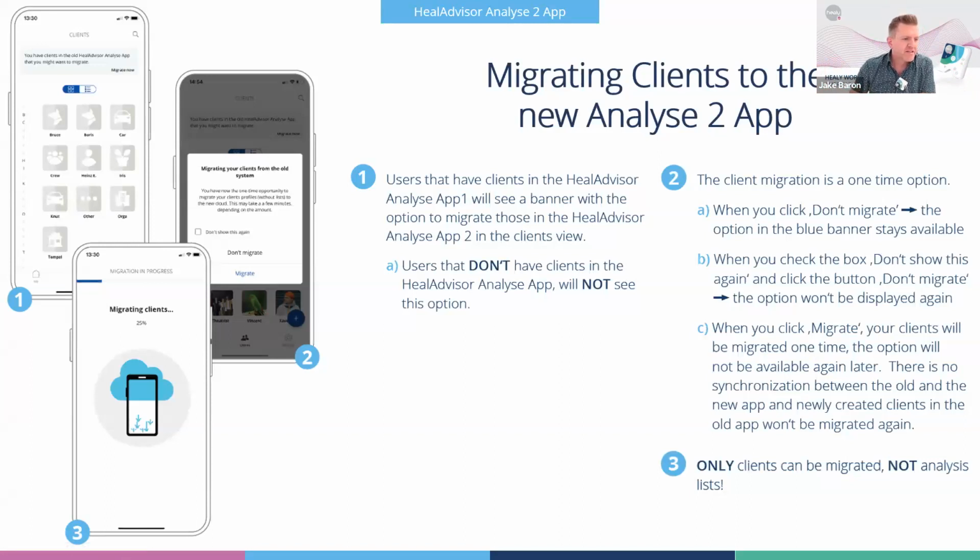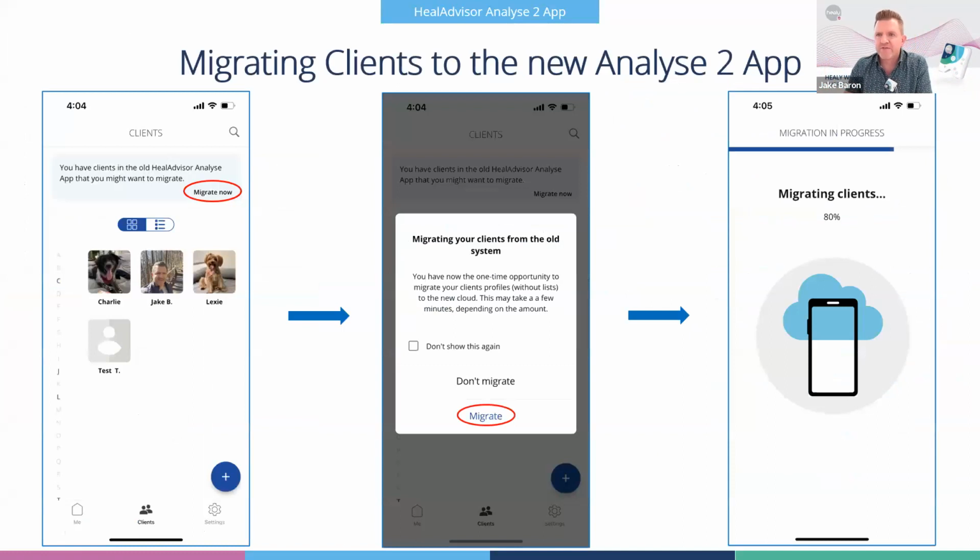Actually, I have one more slide here that shows a slightly different view. I took this from my app a little while ago while we were doing the beta test, but you'll see at the top here, you got the little blue banner, and it asks you if you want to do that. If you click on migrate now, then a screen's going to pop up and ask you if you for sure want to migrate or don't. And then you click migrate, it's just going to take those clients and pull them into the new app here, and it's a pretty quick process. It depends on how many actual clients you have, but overall it's pretty quick.